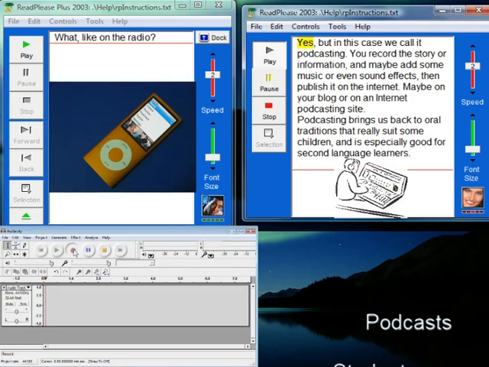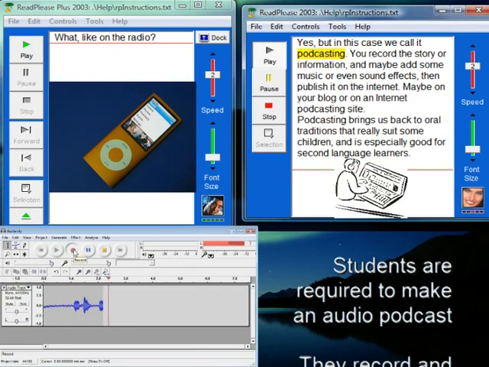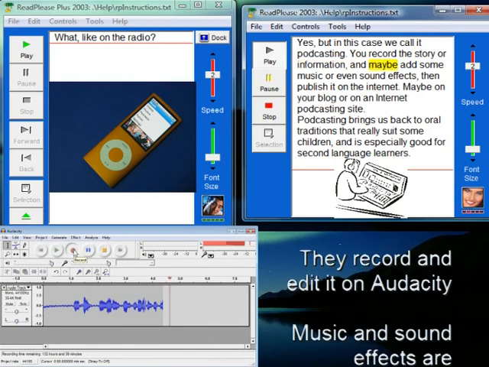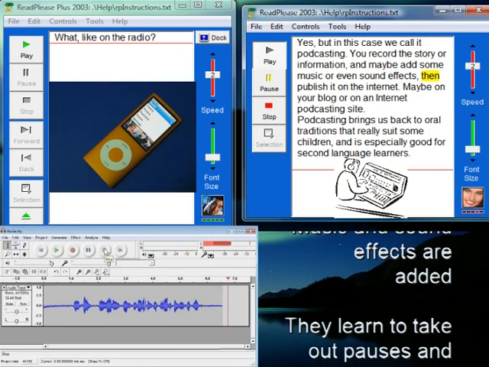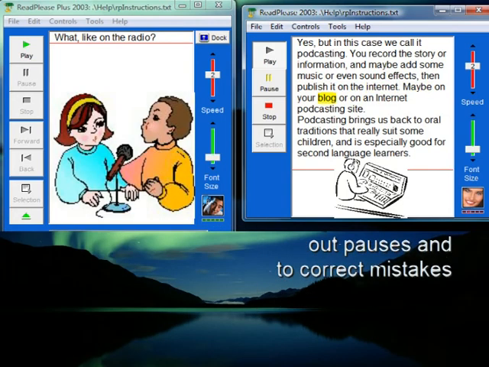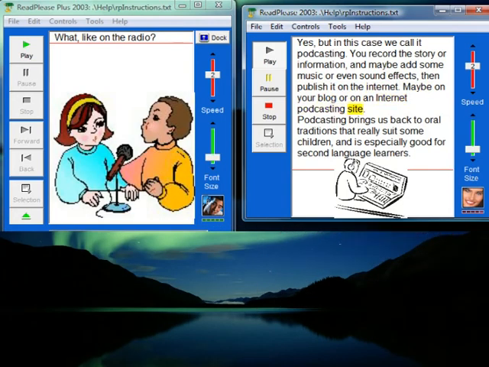Yes, but in this case we call it podcasting. You record the story or information, and maybe add some music or even sound effects, then publish it on the internet. Maybe on your blog or on an internet podcasting site. Podcasting brings us back to oral traditions that really suit some children, and is especially good for second language learners.